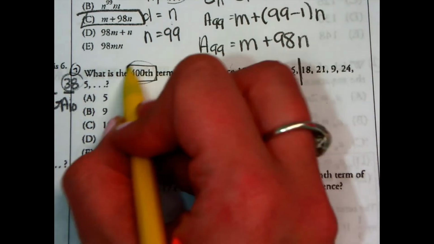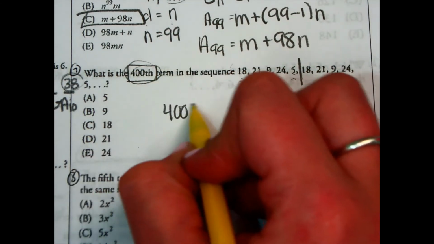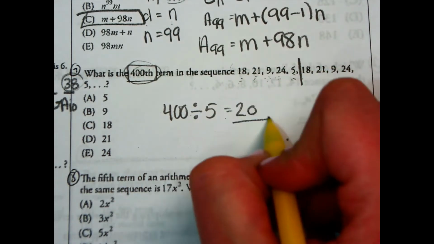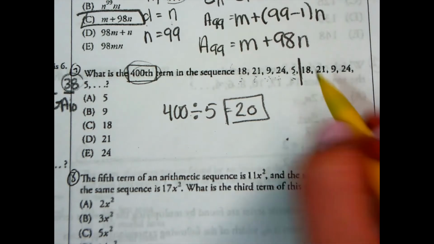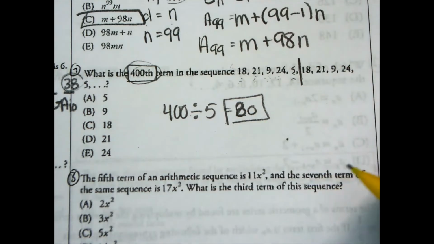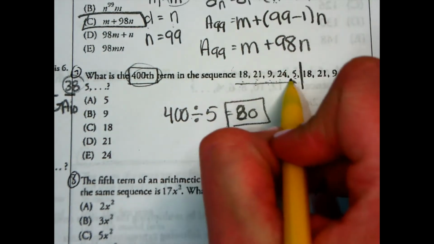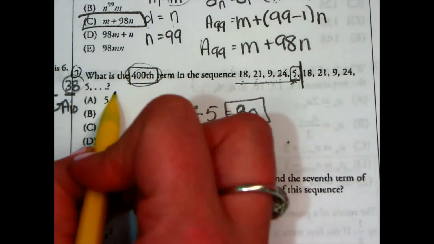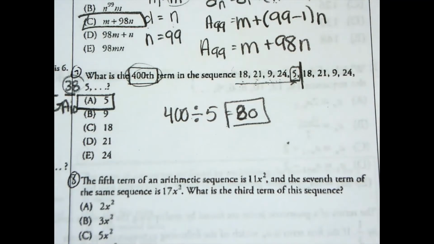Notice how 400, if I divide 400 by 5, which is how many terms are in the sequence, I get a nice, oh, it's not 20, just kidding, it's 80. Notice how it's an even number, which means it is always going to end when the series ends or repeats. So the correct answer is 5. You actually don't need to find it. The answer is just 5.